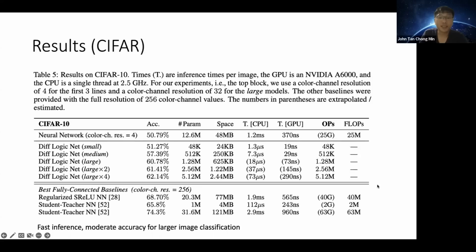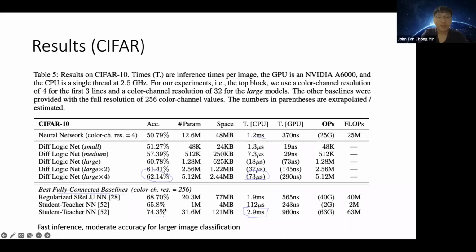Lastly, we look at CIFAR. Again, you can see that the inference time is very low compared to neural networks. And if you use student-teacher learning, this is also very fast compared to those, because they are also neural networks. The accuracy, however, is not as high as the fully connected baselines.